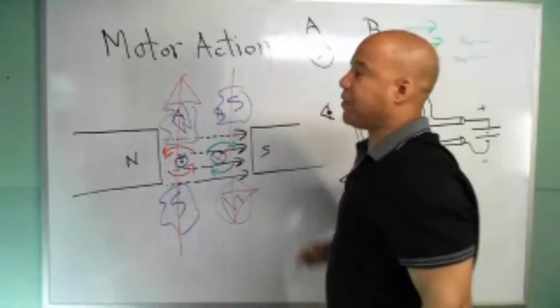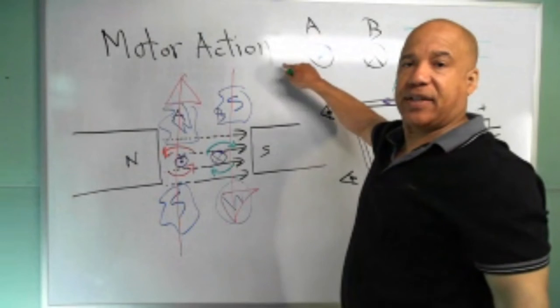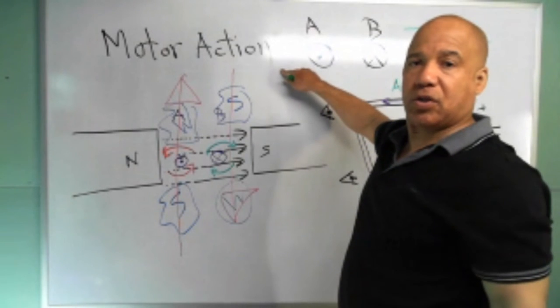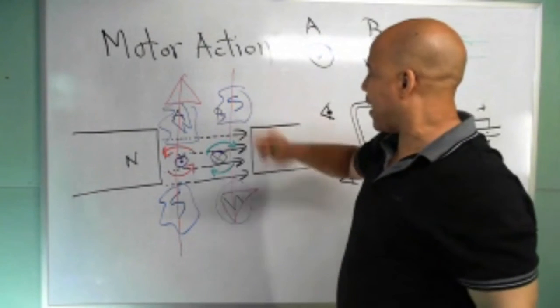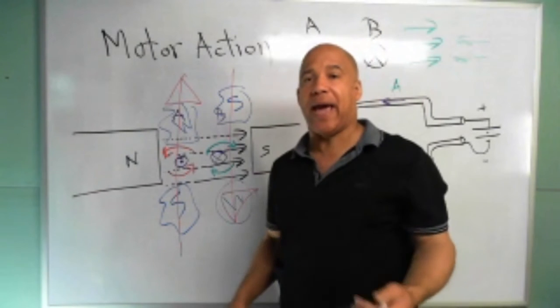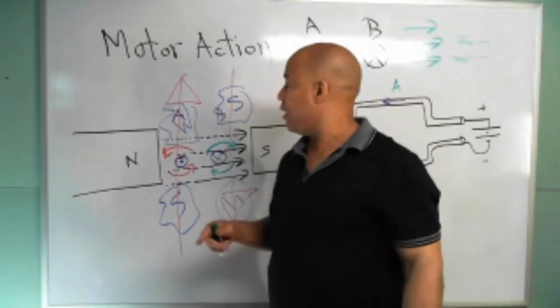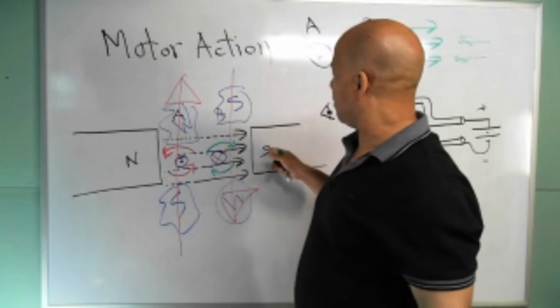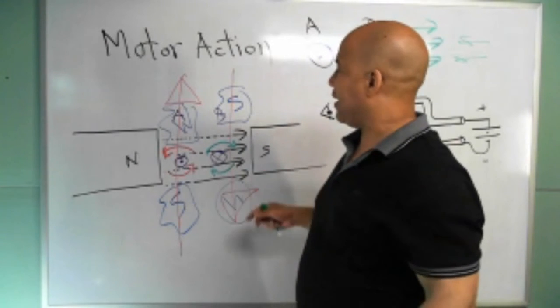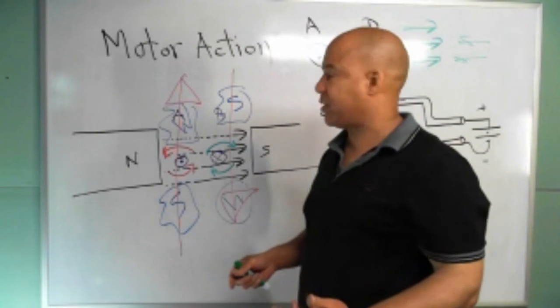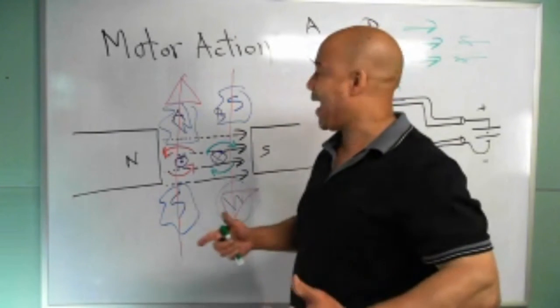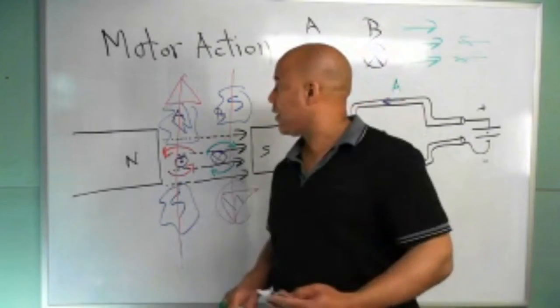That's motor action, very important. All basic DC motors work on this principle. This thing will just spin around. Now, if we were at the school, I actually have a motor that I built. I took a coil, I took a permanent magnet. It was a kit. I didn't build it from scratch. But I built this little motor, and I will demonstrate it to you.